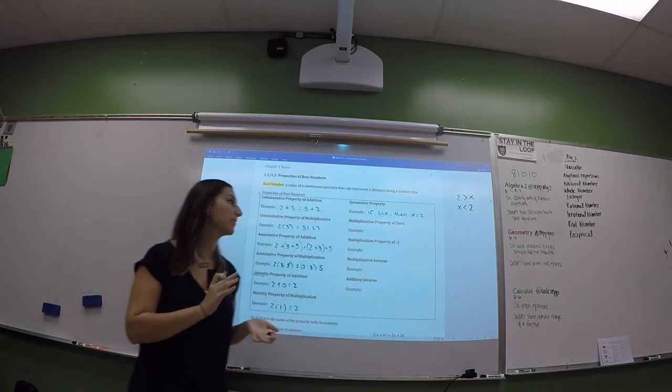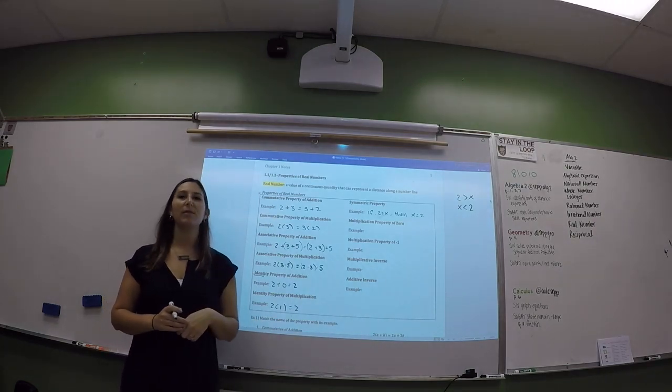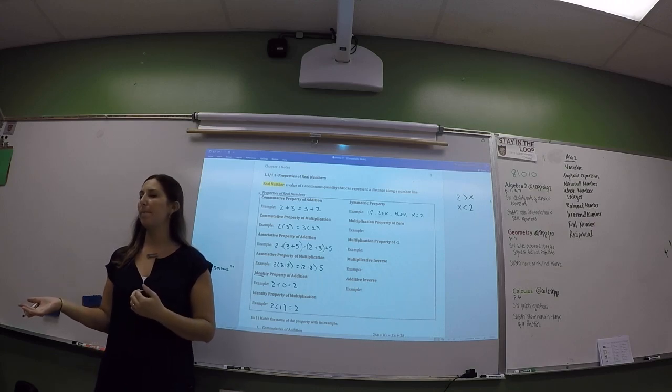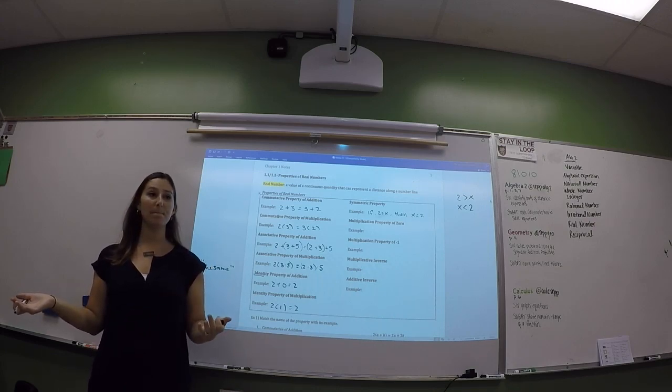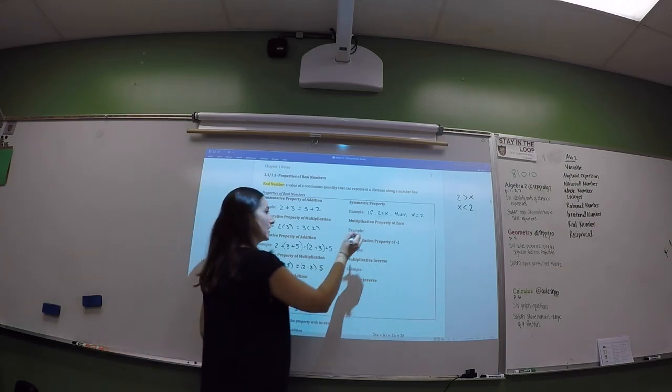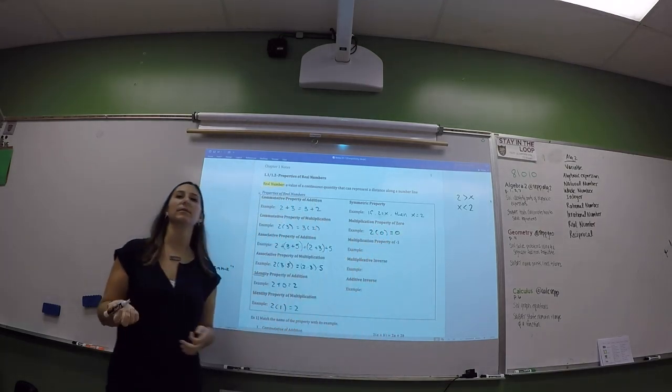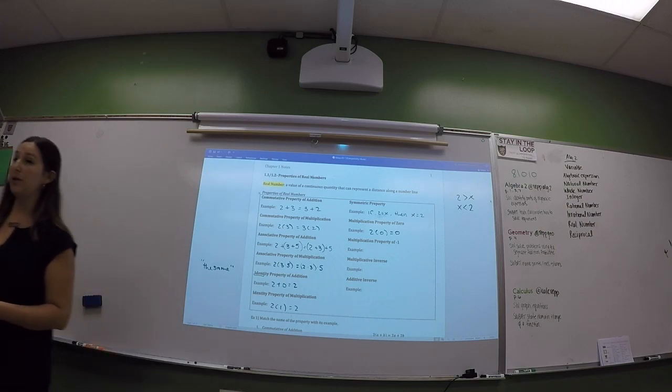We can switch them. Multiplication property of 0. That one's almost self-explanatory. What happens when you multiply something by 0? 0. Every time? Yes, every time. That's that property. So 2 times 0 is 0. Anything times 0 is 0, always, for real numbers.